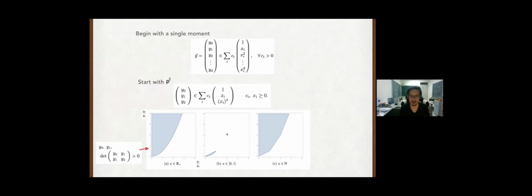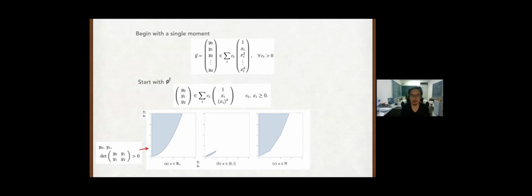So you can see the three different cases. This is when all of the x's are positive. This is if it's bounded between 0 and 1. And this is if it's discrete. Now let's first focus on this region. You can see that it's given by y0 and y1 being positive, and of course this determinant being positive gives you this space.